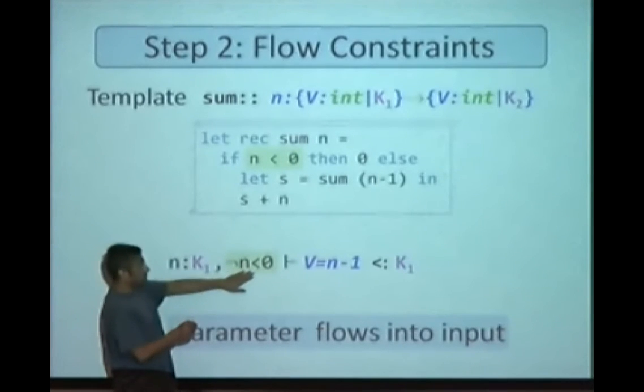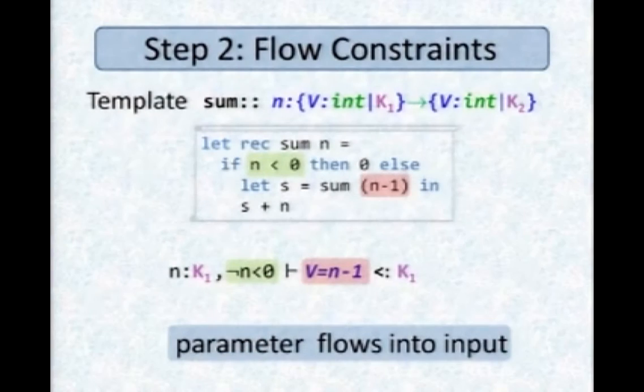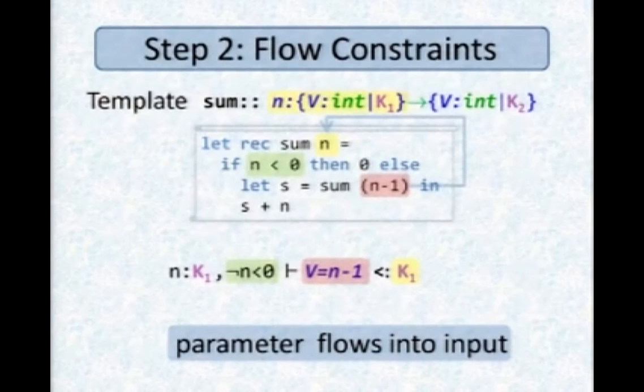So when n is not less than or equal to 0, the argument n minus 1 flows into the input n, which is k1. Okay, so that's the second value flow constraint. Parameter flows into input.